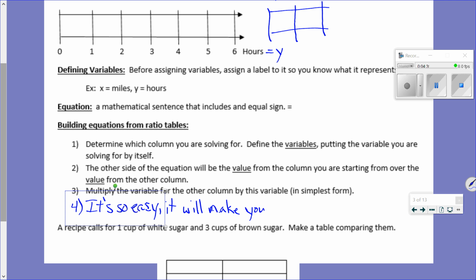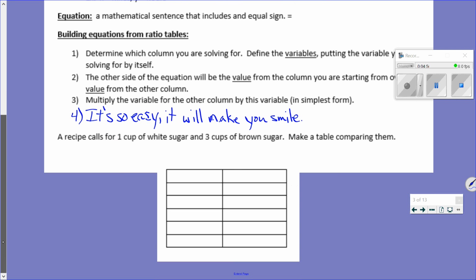Easier said than written. Okay? So, we'll talk in just a second about why we're writing that down, but that is an excellent reminder for you to remember how to solve these. Okay, it's so easy, it will make you smile.